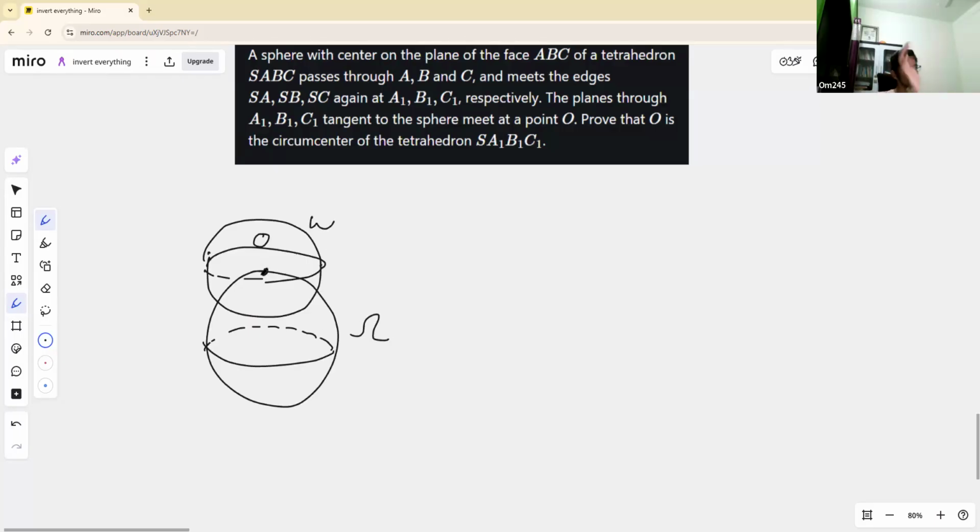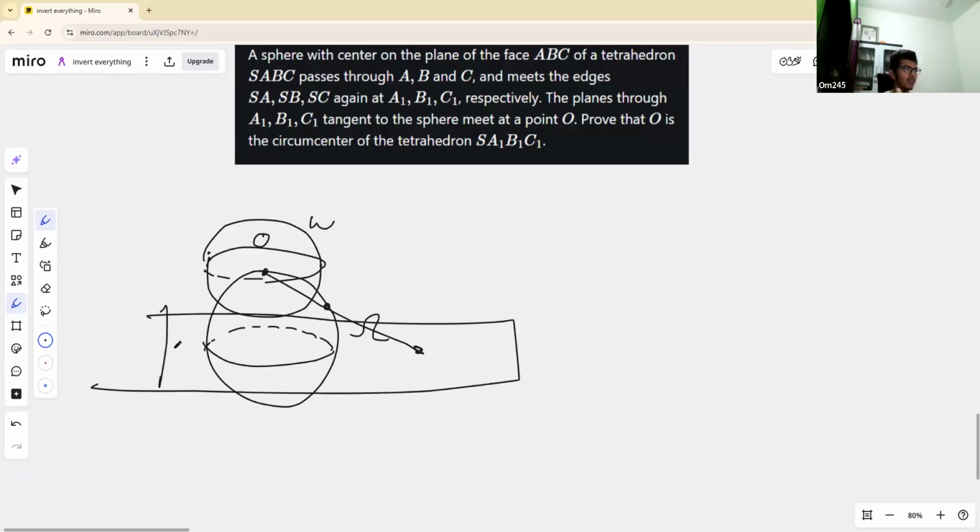Now if you invert about this omega with center O, because O lies on this gamma also, each of these points will map to some point here on this plane. And because gamma passes through O, the sphere will map to a plane. Spheres map to planes and planes map to spheres. So all of the points on this sphere should map to this plane.